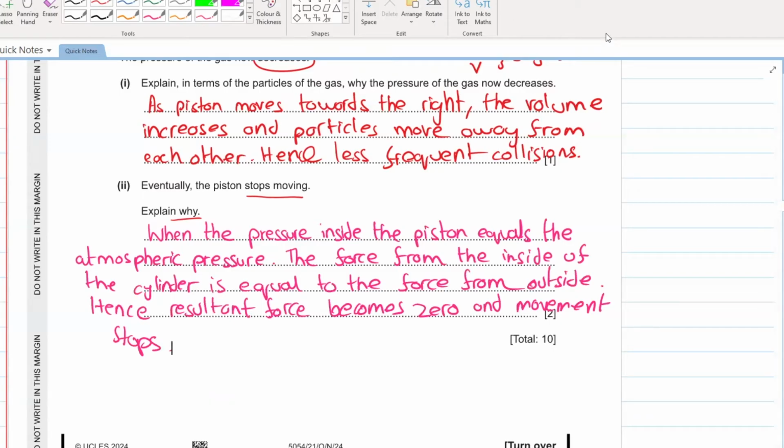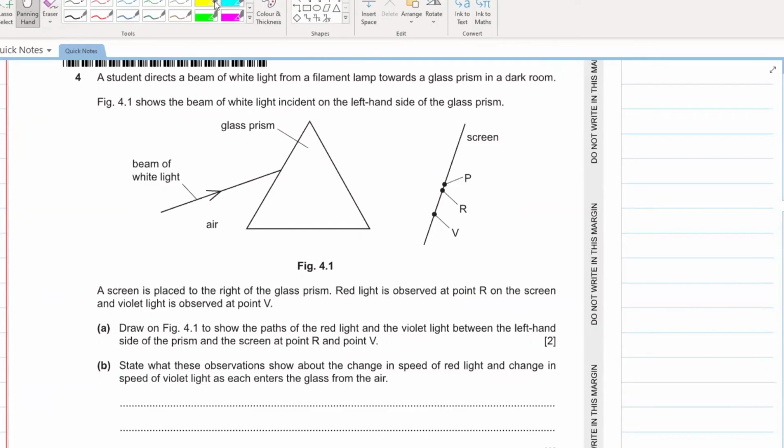Yes, anyone has any questions, any ambiguities? A student directs a beam of white light from a filament lamp towards a glass prism in a dark room. Perfect. A student directs a beam of white light onto a glass prism. And I hope there were no questions in the previous one. Let's go. Figure 4.1 shows the beam of white light incident on the left hand side of a glass prism.